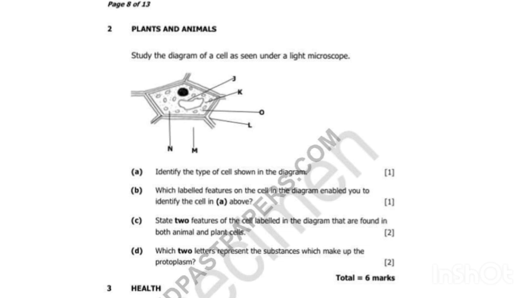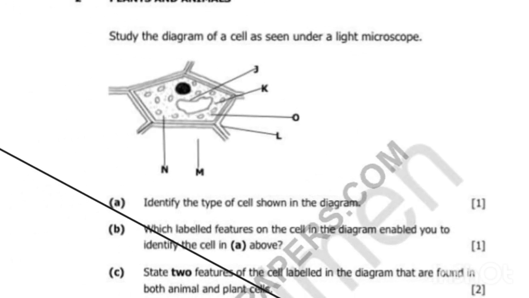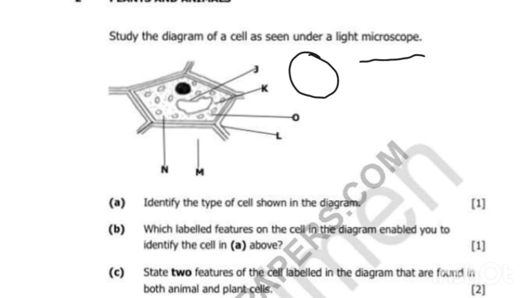Study the diagram of a cell as seen under a light microscope. This is the diagram. So now we want to see what type of cell this is. Identify the type of cell shown in the diagram. We know that there are two types of cell, an animal cell and a plant cell.